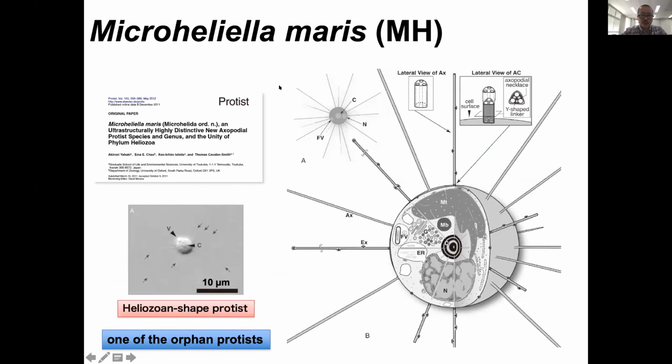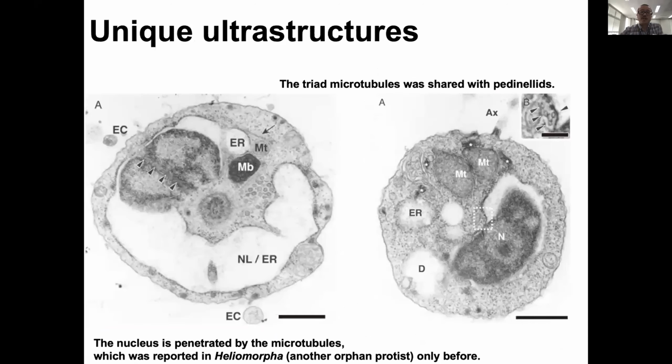So MH was described in 2012 in this paper, in my paper. This is a light microscopic image of MH. You can see a small cell with radiating axopodia without flagellum. So MH is a typical heliozoan-shaped protist at the light microscopic level. On the other hand, MH is counted as one of the orphan protists because MH has unique ultrastructures.